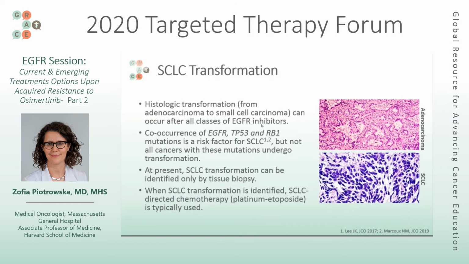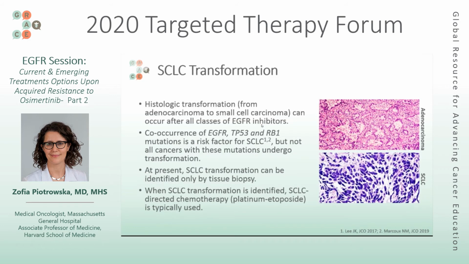We do know that there are some risk factors, including the co-occurrence of certain mutations, and in particular mutations in EGFR, TP53, and RB1. When patients have all three of those together at the time of their diagnosis on their next generation sequencing report, we know that those patients are at increased risk of having a small cell transformation down the line, but yet not all patients with those mutations will eventually undergo a transformation. And I think this can be a great source of anxiety and worry for patients, understandably.